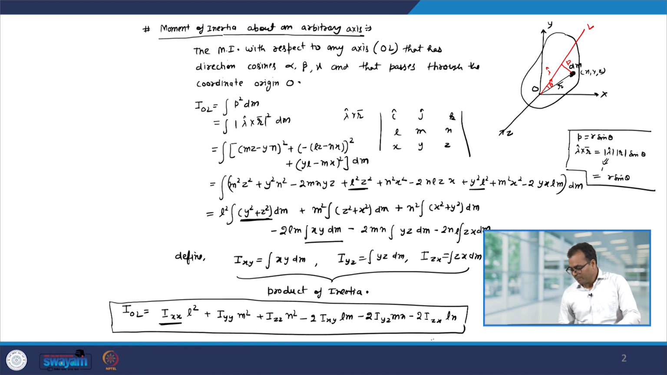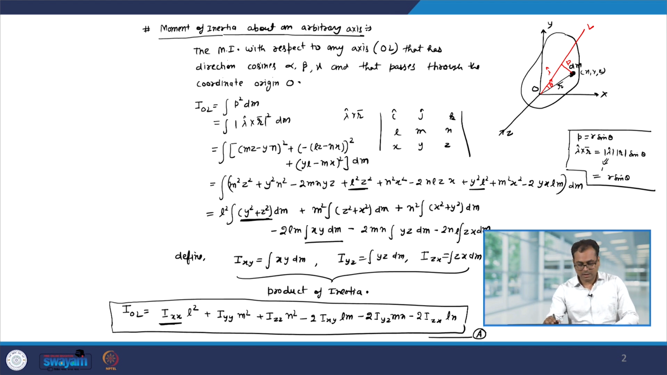Let me call this equation number A. So, what does this equation tell me? This equation tells me that if I know Ixx, which is the moment of inertia of this body about the x axis, Iyy, the moment of inertia about the y axis, and Izz along with Ixy, Iyz and Izx, which are the products of inertia, then I can find out the moment of inertia of this body about OL.